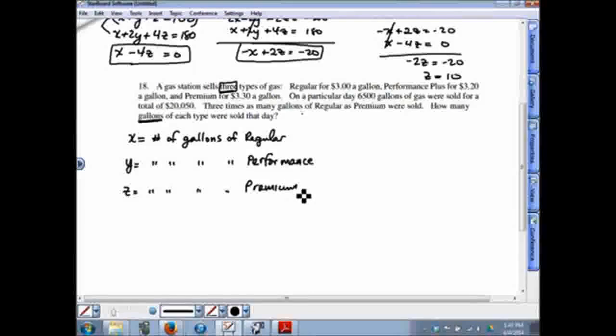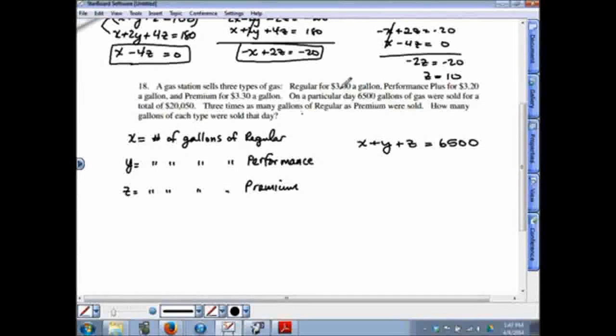So define the variables, now we have to start setting some equations. Now it says right here, on a particular day, 6,500 gallons of gas were sold. It doesn't say what type of gas, it says total gas, 6,500 gallons. So total means you're going to add x plus y plus z, because that's the number of gallons of each type. If you add that all up, it's going to be 6,500 total.